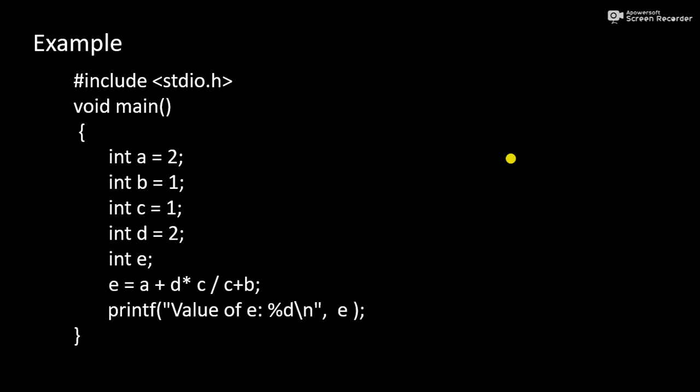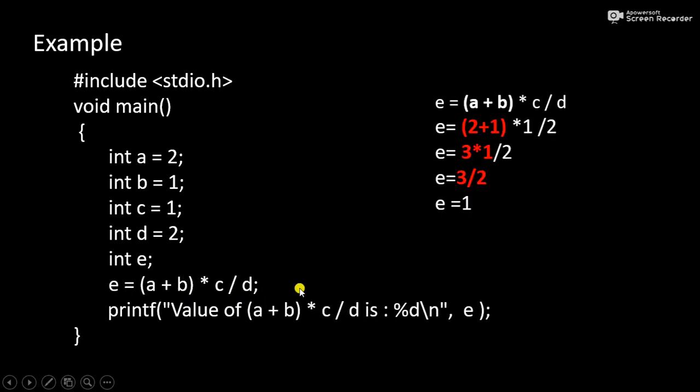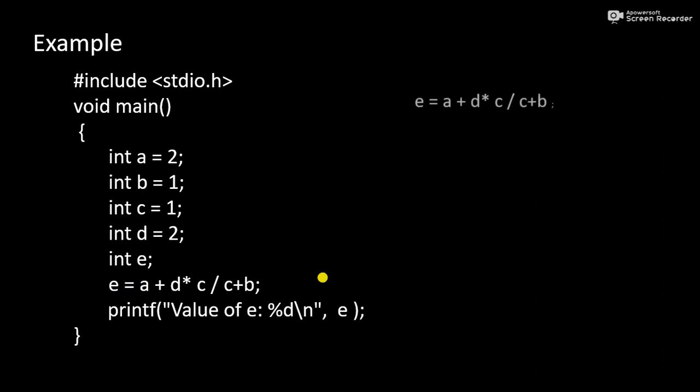I'm going to give you another example which will help you understand the concept of operator precedence and associativity in a better way. Here we have the same set of variables, and here we have this expression. In this expression, in total we have 1, 2, 3, and 4 operators.